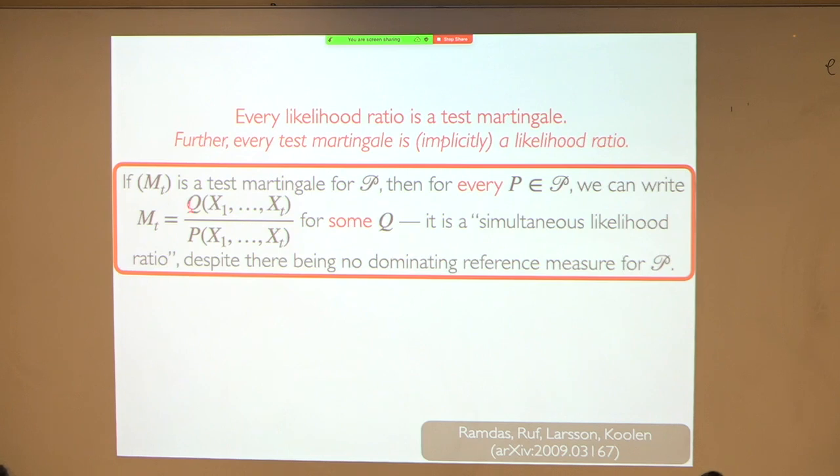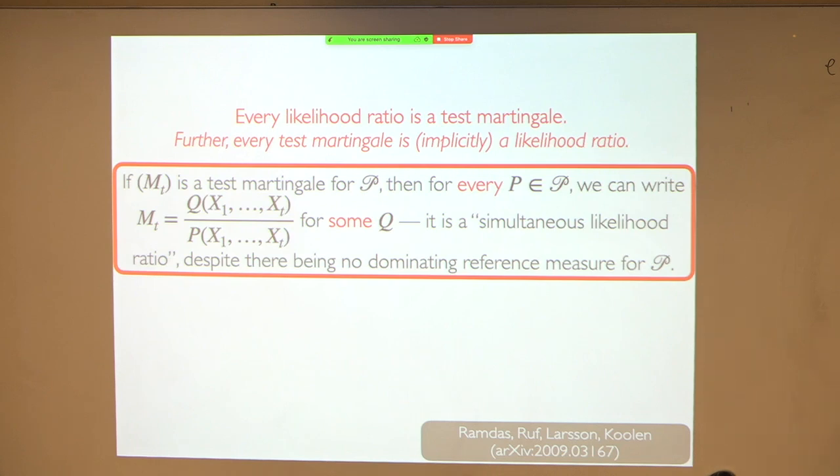Q will be absolutely continuous with respect to P for this fact to hold true, but note that I didn't need IID structure for this. I didn't need any structure for this. This is a completely general and correct statement as written, no assumptions. If I have a non-negative test martingale for P, it is a simultaneous likelihood ratio.